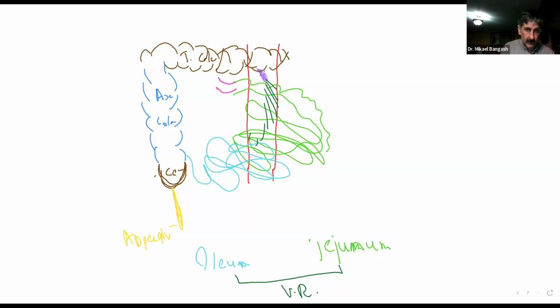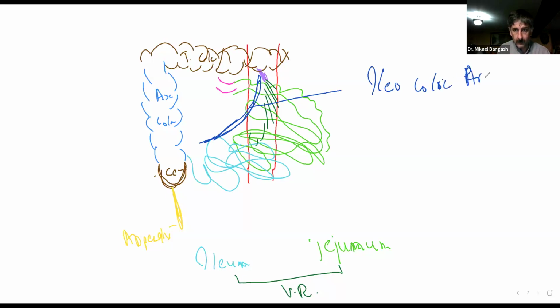Now, one last branch that is going to be given off by the superior mesenteric artery is what we call the ileocolic artery.